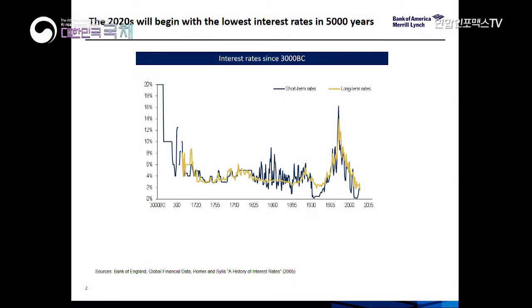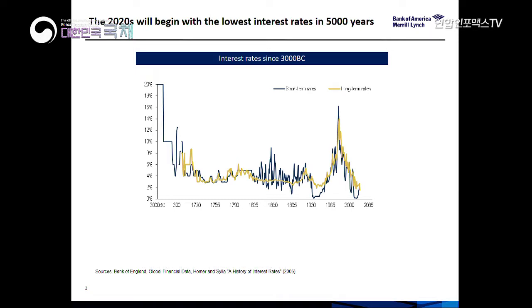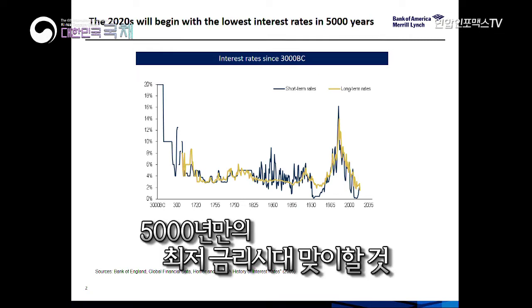The first chart, I think, is quite an interesting chart. It's a 5,000-year history of global interest rates. This is not compiled by us. This is compiled by the Bank of England. They published it a few years ago, and we've been updating it since then. It shows both short-term and long-term interest rates since 3000 BC, 5,000-year history. And what I think is interesting about this chart, obviously it tells us that we'll be entering the next decade with the lowest interest rates in 5,000 years.